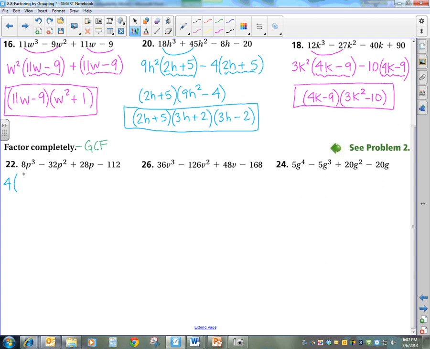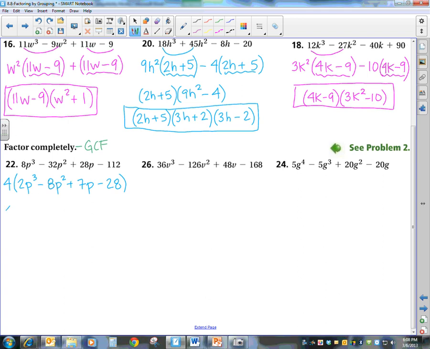And if I take out a 4, I'm left with 2p cubed minus 8p squared plus 7p minus 28.